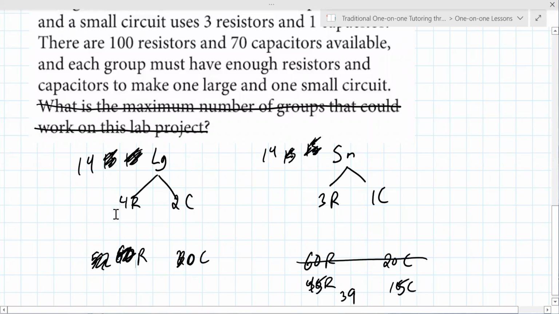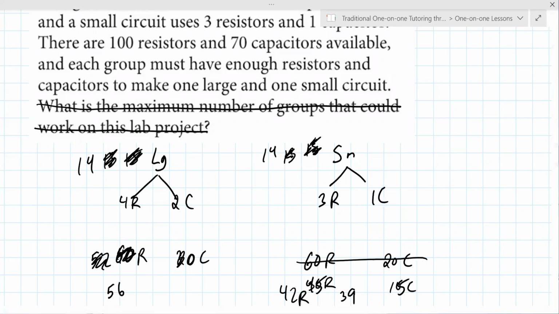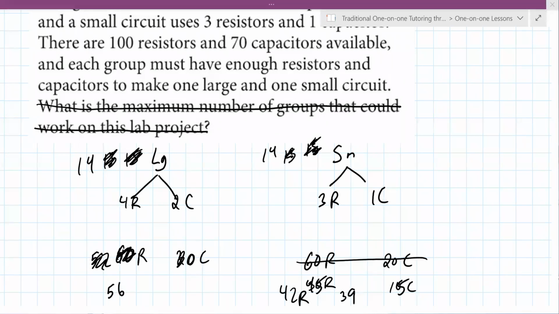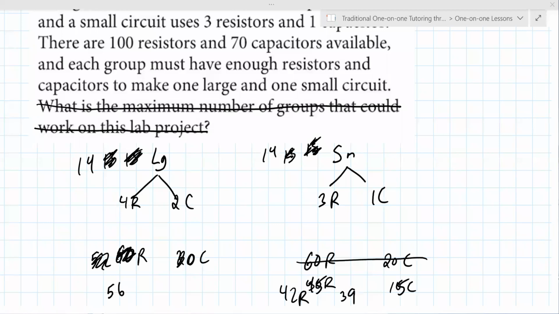So 14 times 4 is 56 resistors. 14 times 3 is 42 resistors. And that's just enough for this. Now, if you're wondering why we didn't look at the capacitors, you probably noticed that they were much smaller. Even when I picked 10 and 20, we weren't even close to using up the capacitors, but the resistors were getting used at a much faster clip. So that's why you focus on the one that's a little bit larger.